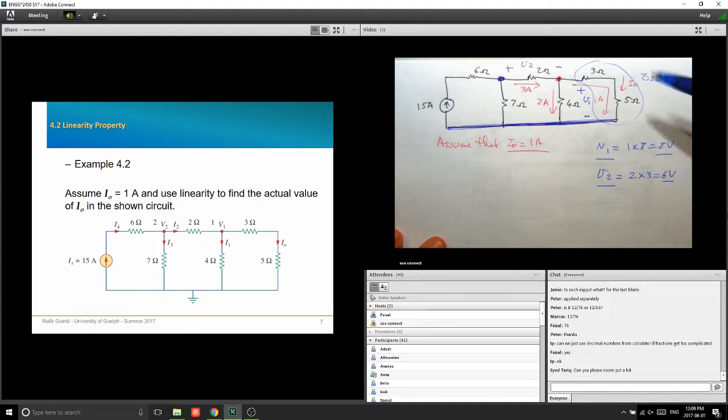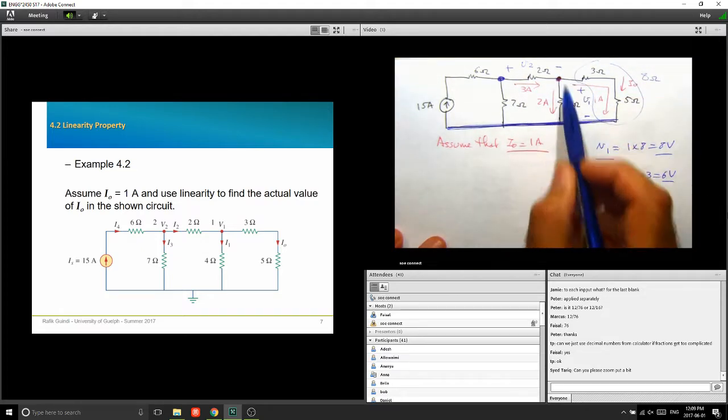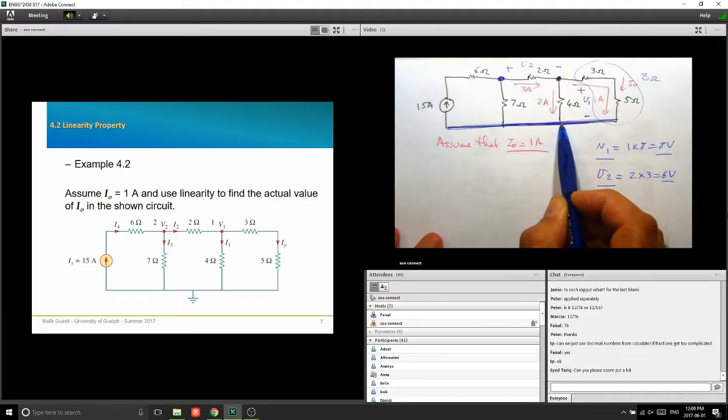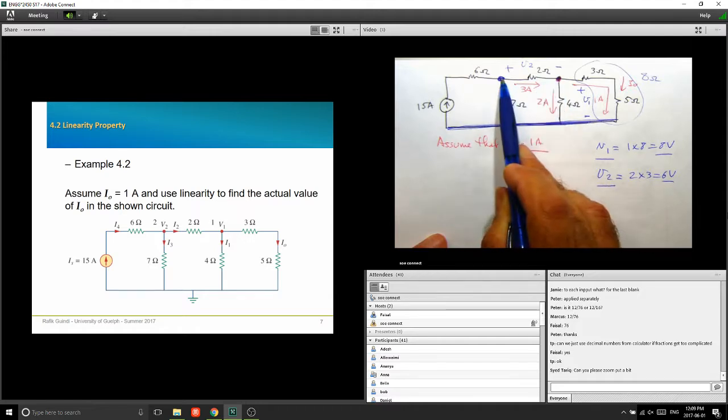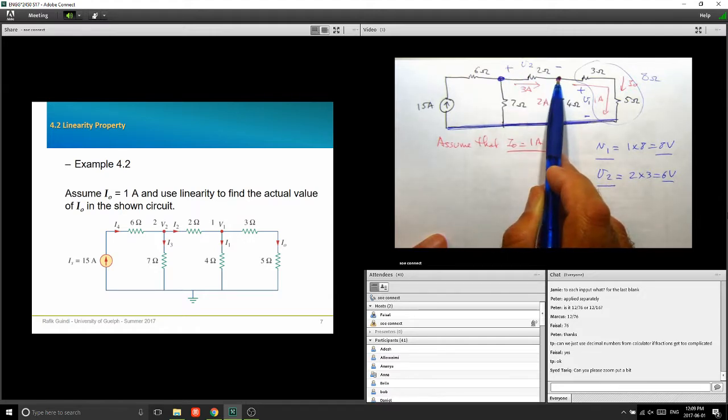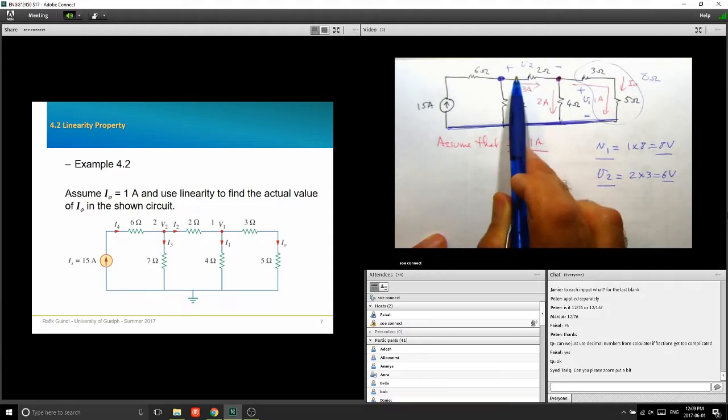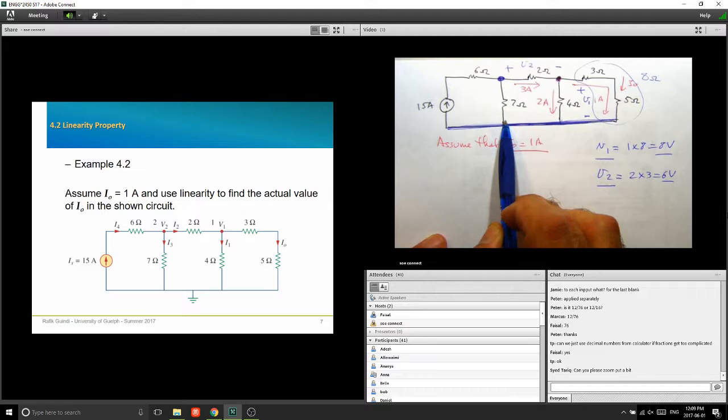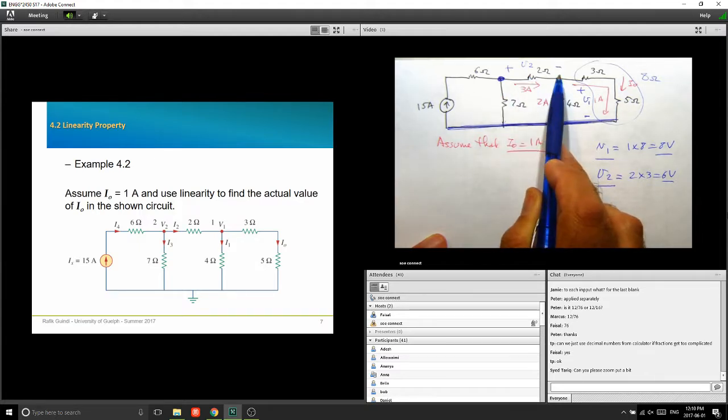Look what I'm going to do now. This node here is higher than the bottom one. The bottom one, we can say it's like ground, right? It's our reference. This voltage is higher than this one by 8, that's V1. This one is higher than this one by 6. So how much is this one higher than that one? No, it's not 12. This is higher than that by 6. This is higher than that by 8. So how much is this higher than that?